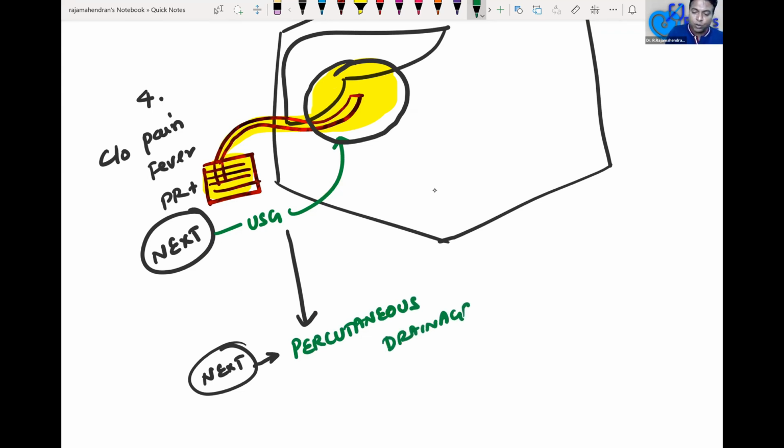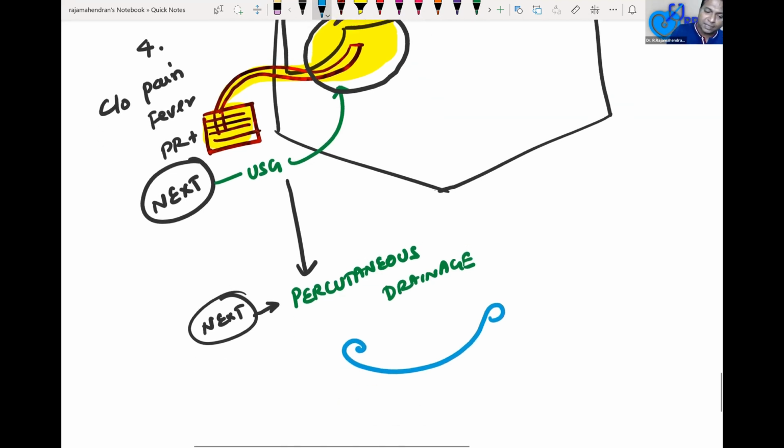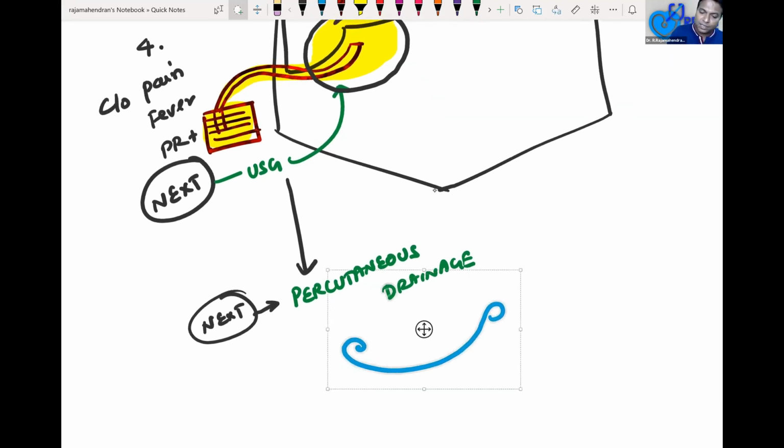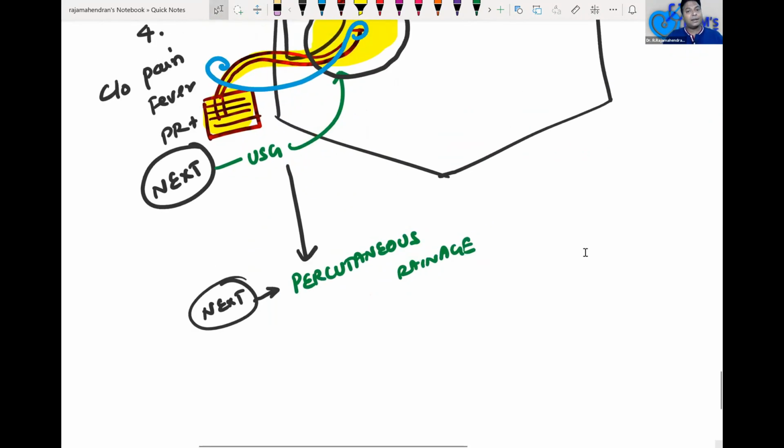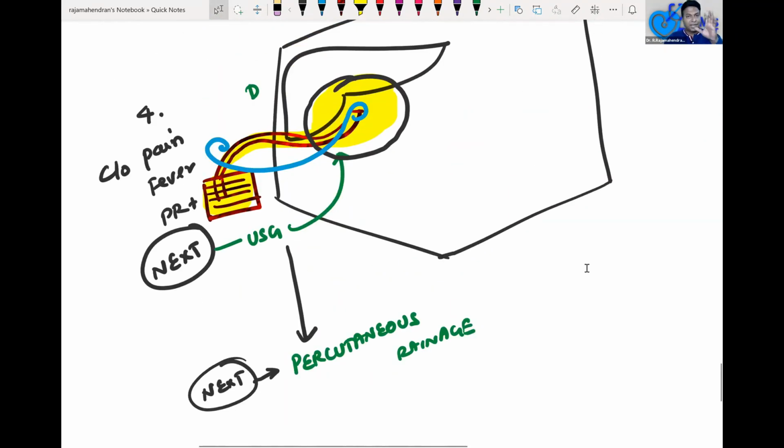If there is already a drain, no need to worry. But if there is no drain, I have to put a pigtail catheter. The drain will look like this. I will take this and put the catheter in this area. Automatically the bile will come out through the drain, and the patient will have decreasing pain, fever and pulse rate, because this is purely due to biliary peritonitis. This is a case of biliary peritonitis.